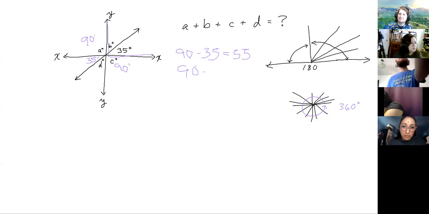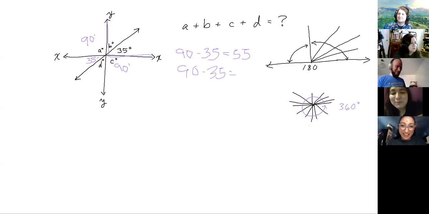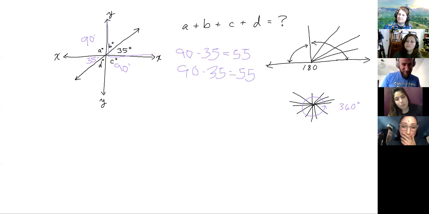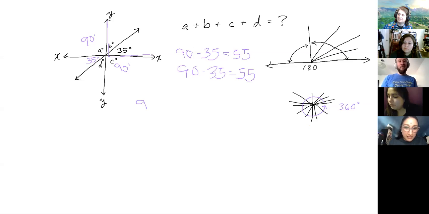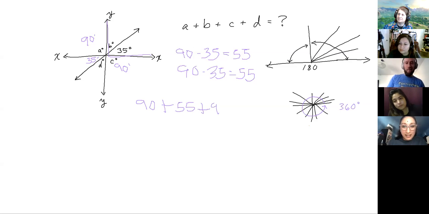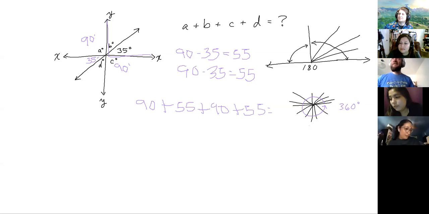Sorry guys, my annotation is horrible. Obviously I don't have a fancy pen like Scotty. Oh my god, now I see how hard it is. I applaud you, Scotty. Okay, so 55, 55. And then we have our 90s. So I just did 90 plus 60, sorry, plus 55, plus 90, and then plus 55. And that is a total. Let me redo my math here.